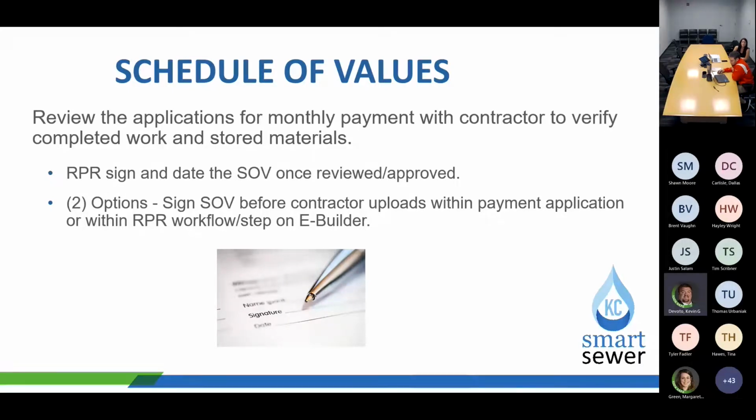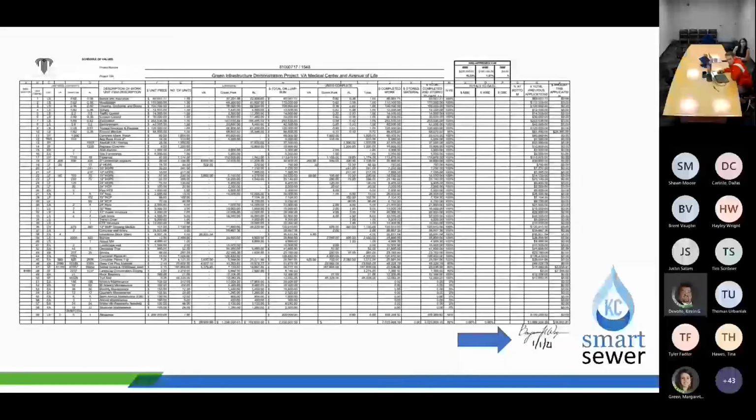But I recommend the first one just because there's oftentimes changes that need to be made to the schedule of values as we get into it. So this is just a page of a signed off schedule of values. There's nothing fancy to this. It needs to have their name, the date they signed it, hopefully legibly, so we know who it is, and it's not just a scribble. If you do this, then we can put it into the eBuilder process, and it can move on down the line to the next step.